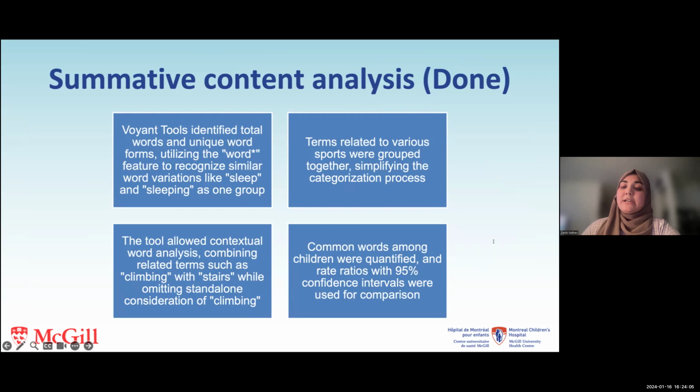The Voyant tools provided the option to view each word in context, such as combining climbing with stairs without treating climbing separately. And so the analysis involved counting and comparing the number of common words among children and employing rate ratios and 95% confidence interval for the assessment.